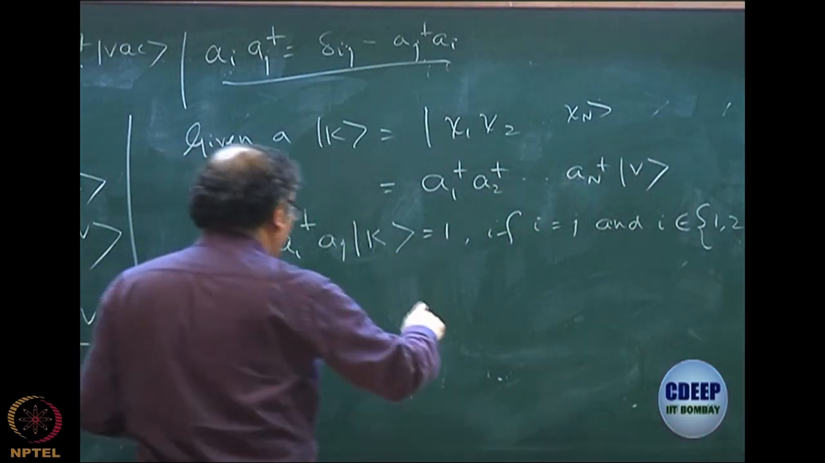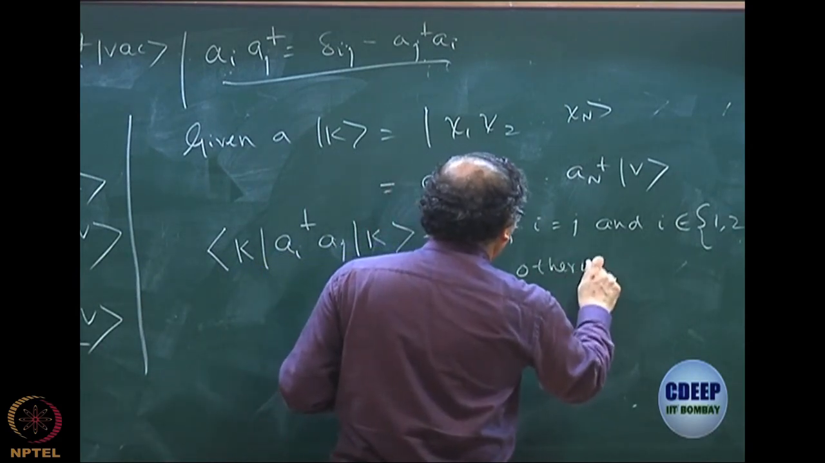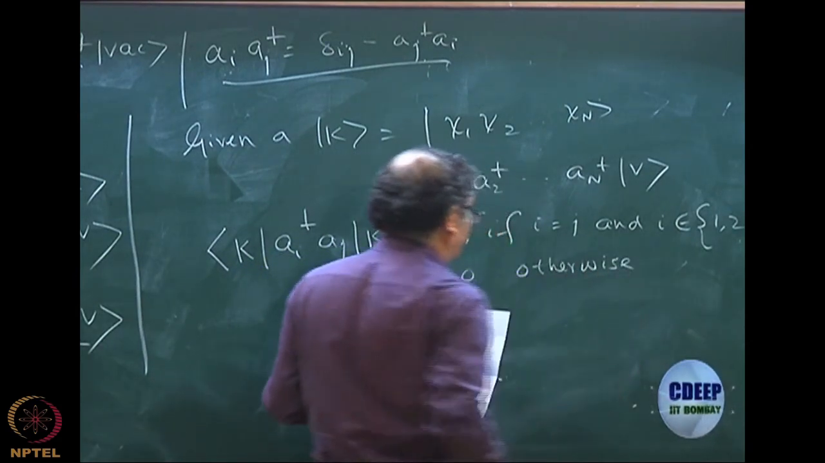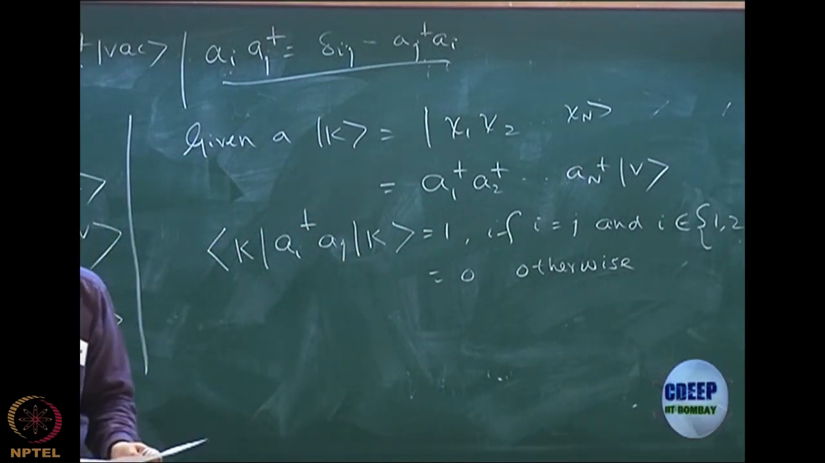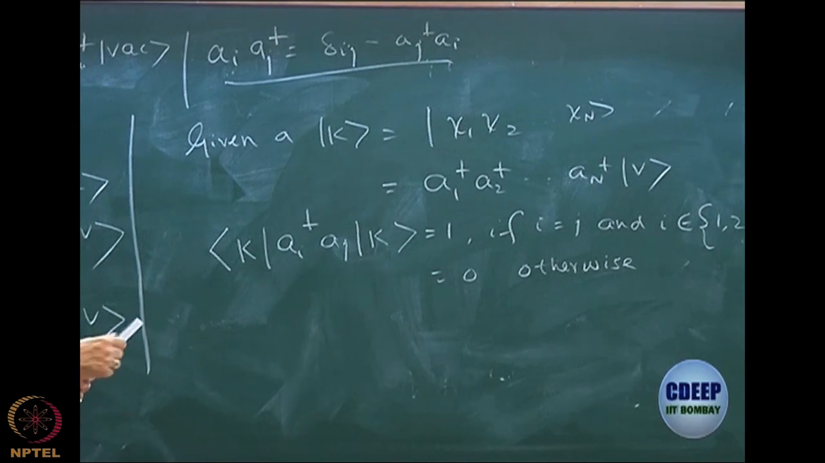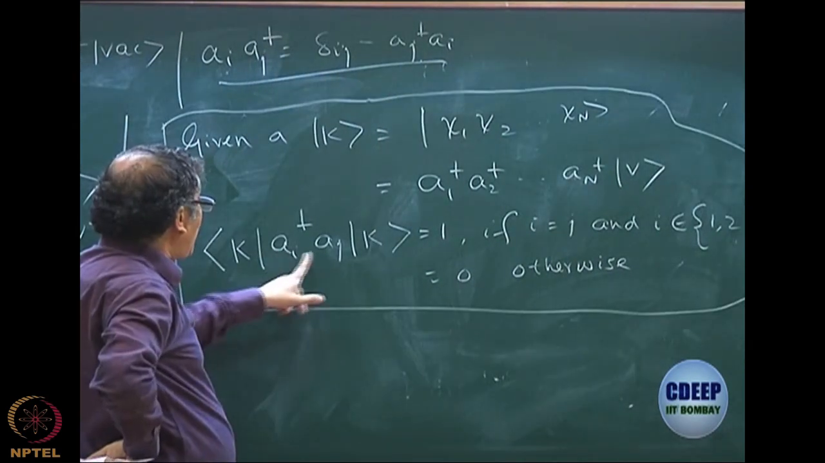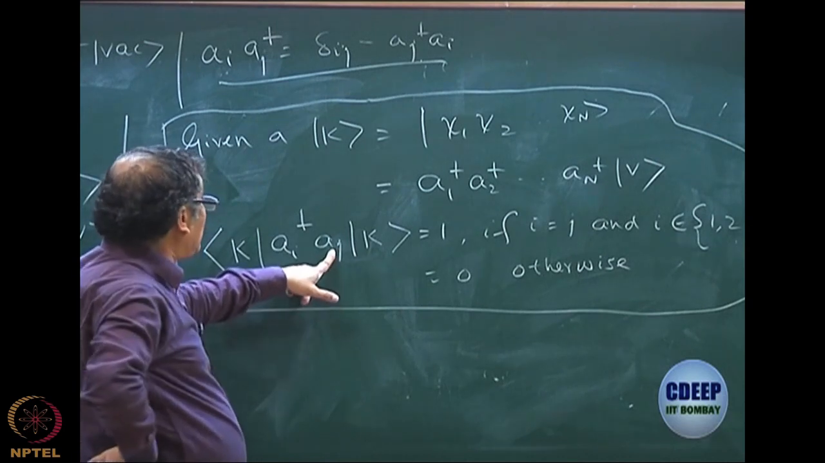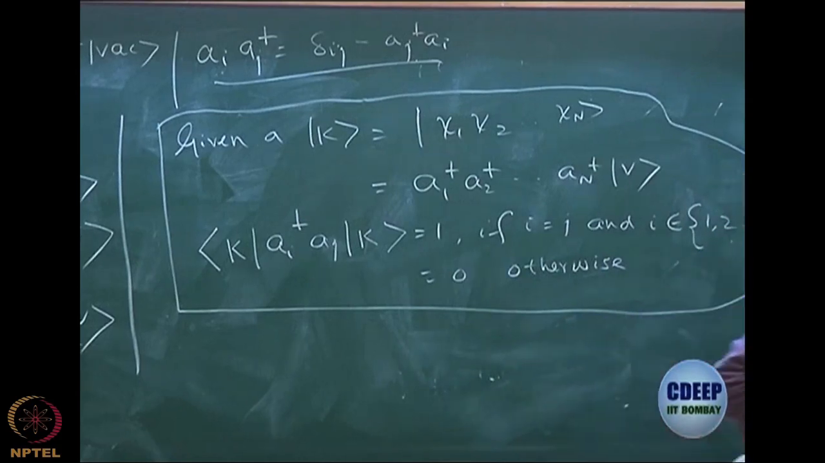Okay, I hope you understand. Is 0 otherwise. Otherwise means otherwise. So I hope specific things you should be able to understand. If i is equal to j, I am annihilating A_i. So A_i must be included here. Otherwise I can't annihilate, right?